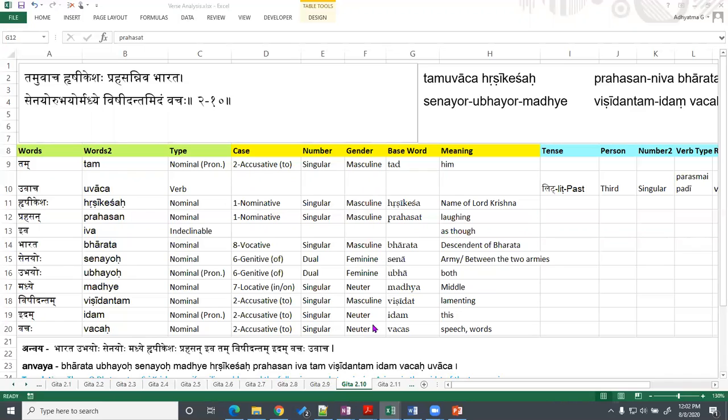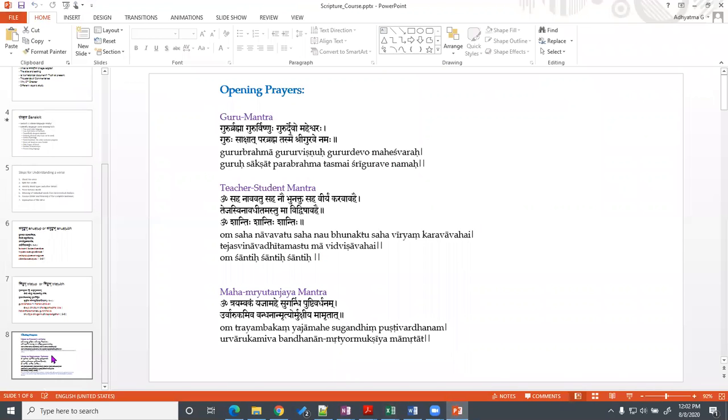With this, we'll close our class, and from the next verse onwards, you will see the actual teachings of Gita starting from verse number 211. So with this, we'll close the class with the prayers.